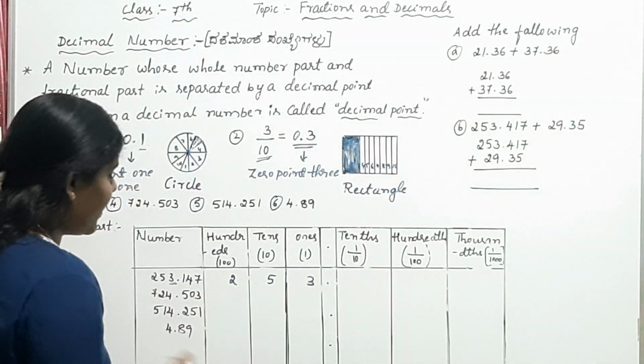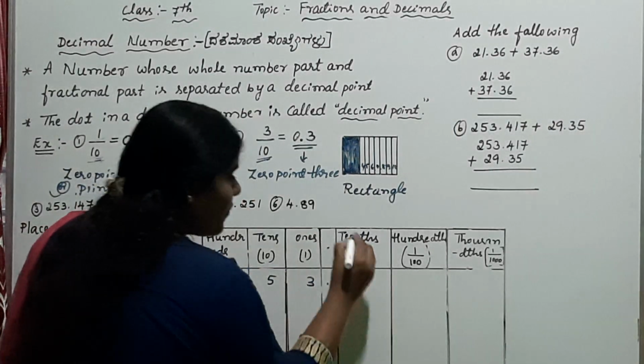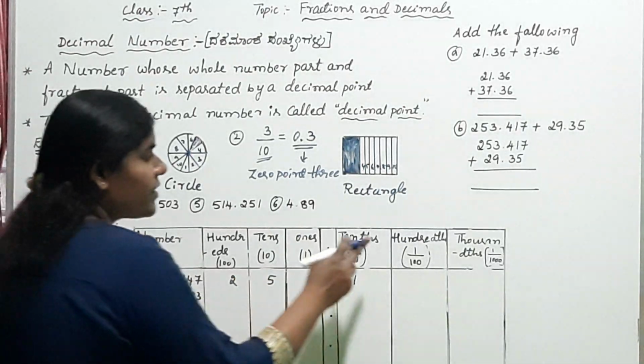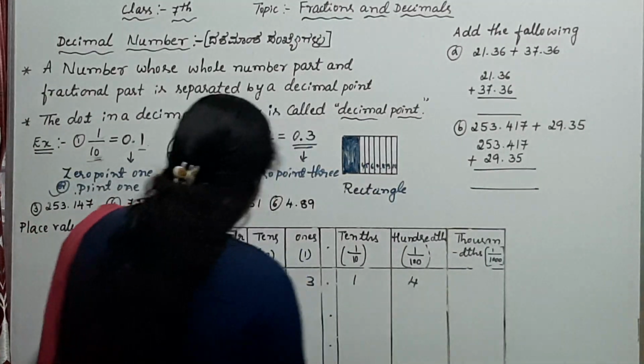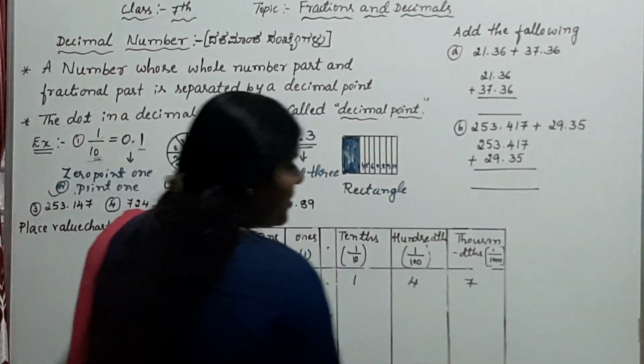Next, after the decimal, what is the place value of 1? It is tenths, or 1 by 10. Next, the place value of 4 is hundredths, 4. Next, the place value of 7 is thousandths, 7.